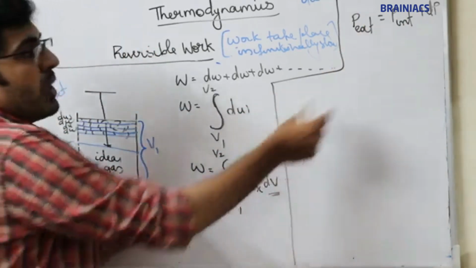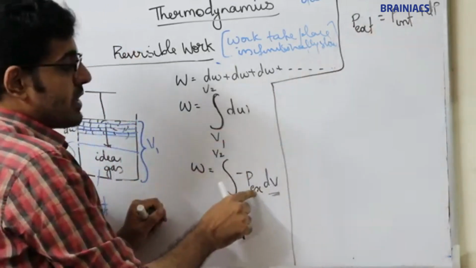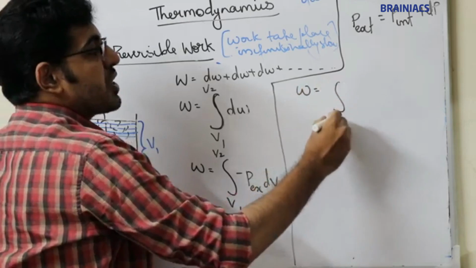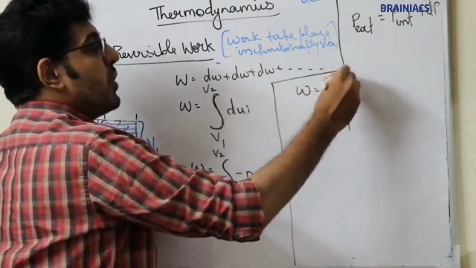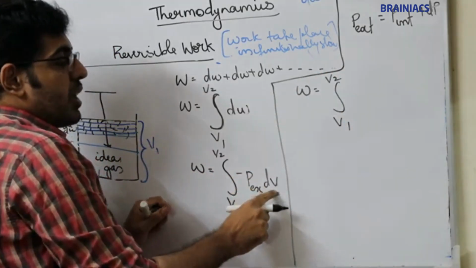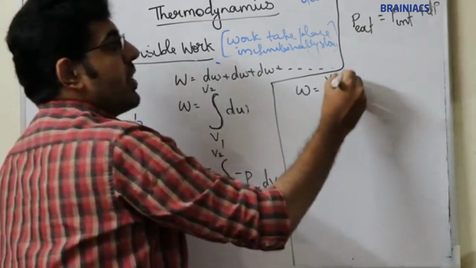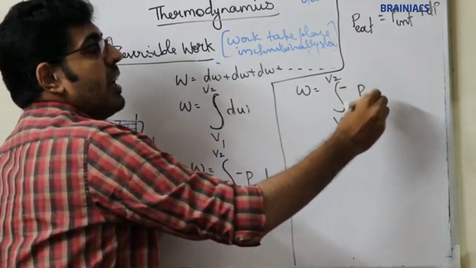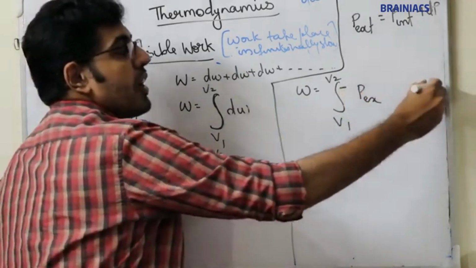So substituting this value instead of external pressure, you will get W is equal to the integration from V1 to V2 of minus P external into dV. Instead of P external I am writing the internal pressure plus dP, right?